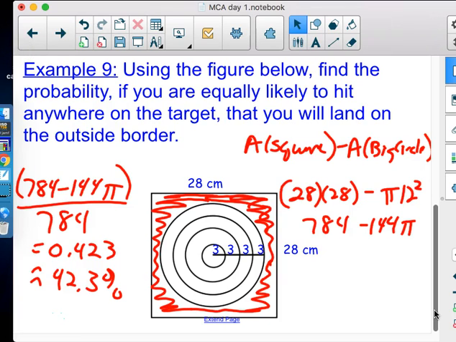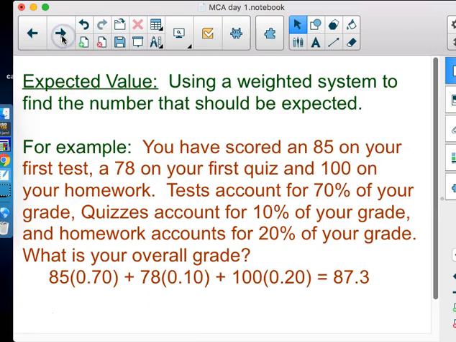Now, the next one, neither class remembered the name of. But once we did it, they're like, oh yeah, this makes perfect sense. Expected value is really just weighted grading. You know, it's like you do for each of your classes. So expected value is using a weighted system to find the number that should be expected. For example, you've scored an 85 on your first test, a 78 on your first quiz, and 100 on your homework. Tests account for 70% of your grade. Quizzes account for 10% of your grade.